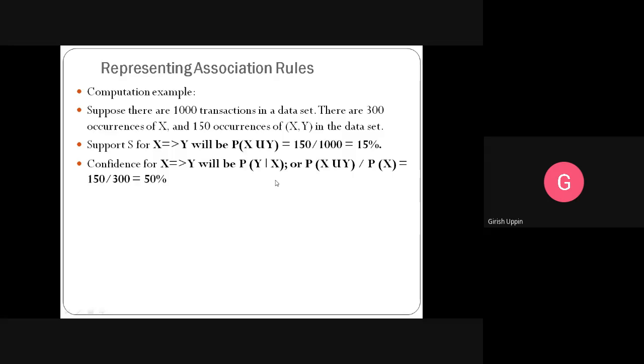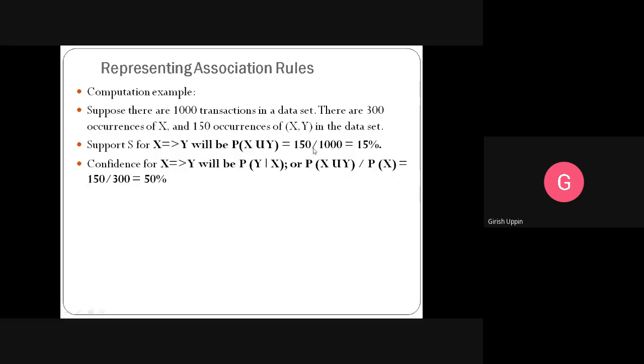And if you want to calculate the confidence for this rule, P of Y given X is calculated as P of X union Y divided by P of X. That means out of the total occurrences of the product X, the total probability of the occurrences of milk, these are the ones where milk and bread occur together.